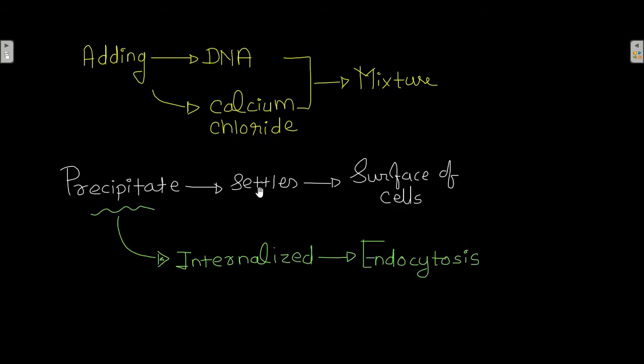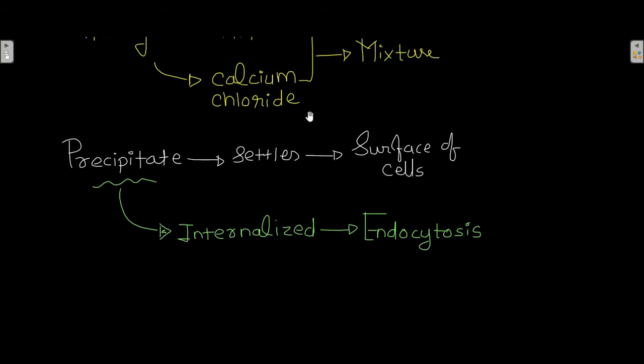After that, the precipitate settles on the surface of the cell, and that precipitate is then internalized by endocytosis. That precipitate has the DNA, and when it settles on the surface of the cell, it is internalized by endocytosis, and that is how DNA is introduced into your cultured cell. Okay, so that's all about transfection with calcium phosphate.